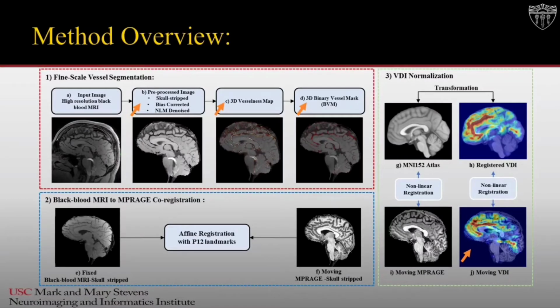3D average kernel. To pull the VDIs from all subjects into the MNI atlas, we implemented a two-step registration approach. Initially, we robustly co-registered black blood MRI and MP-RAGE image pairs using 3D affine registration with 12 landmark points. Using this transformation, VDI was first reversely transformed to MP-RAGE space and then nonlinearly transformed to the MNI atlas using a B-spline transformation. After nonlinear registration, all VDIs were normalized and a p-value map was generated by comparing the registered VDIs of the two study groups at voxel level.